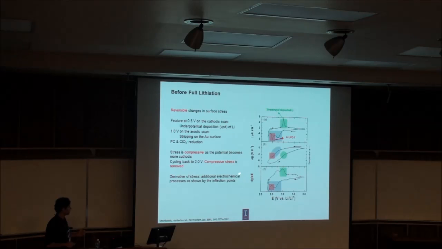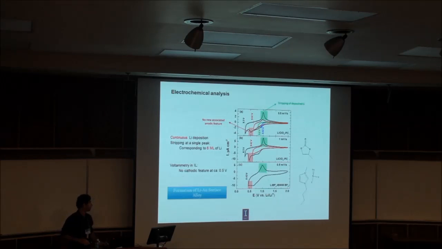If we get the derivative of the stress versus potential, we will see a couple more features that are not shown in the cyclic voltammetry. So this is not a very simple process where you just put lithium in and out. So something else is happening on the surface. So we wanted to know exactly what's happening here.